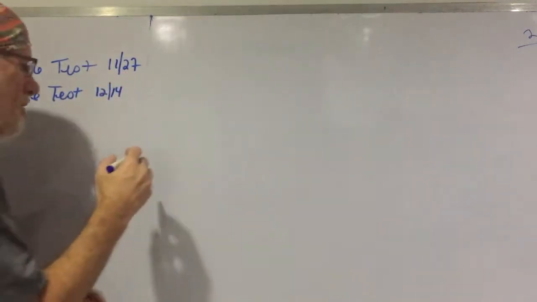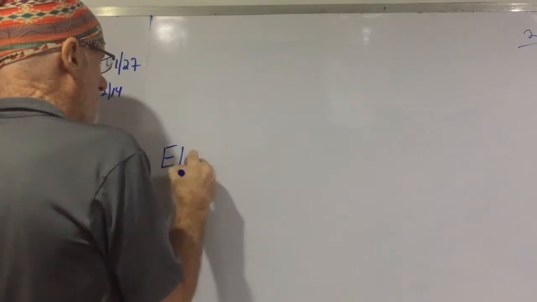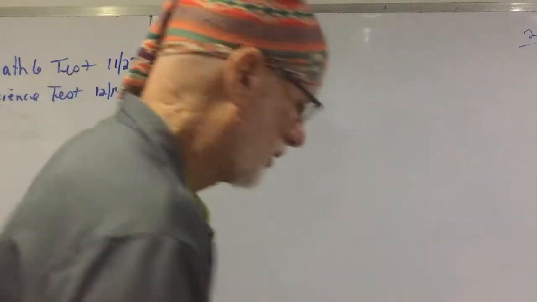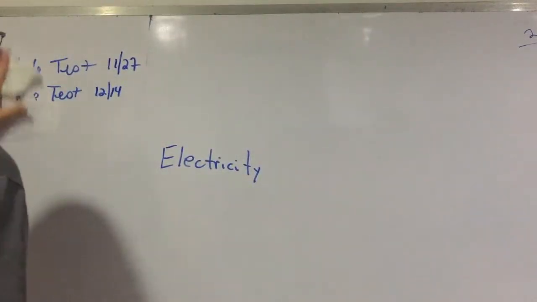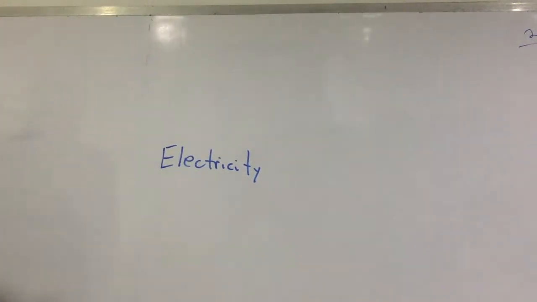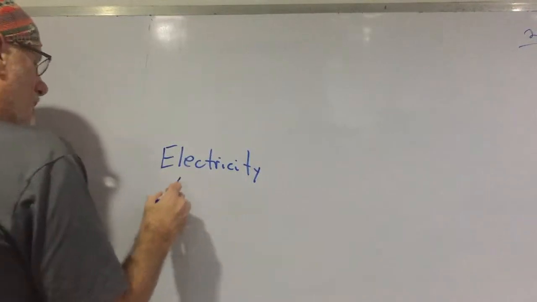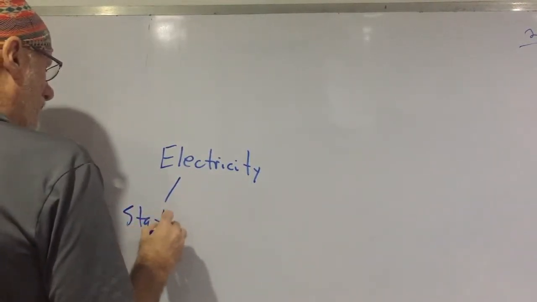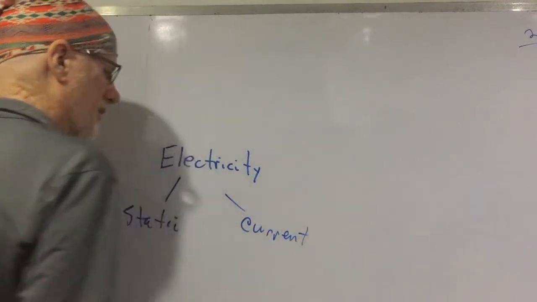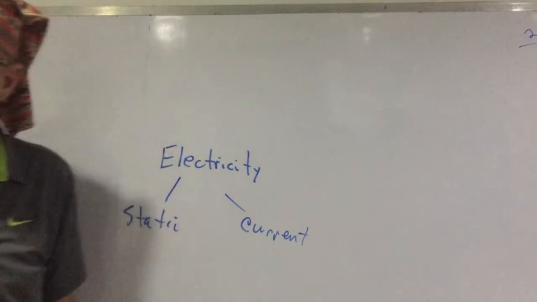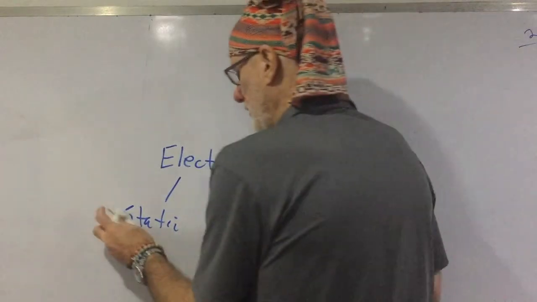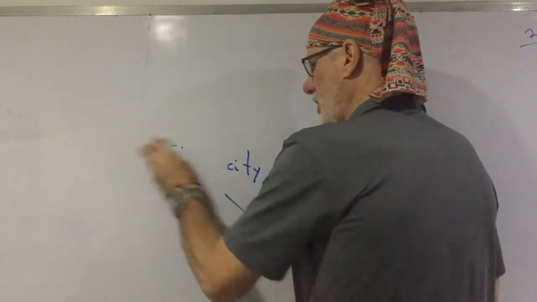Yeah. So what we're going to do is we're going to look at electricity. Now, we talked about two types of electricity. We talked about static electricity, and we talked about current electricity. And what we want to do is we want to summarize what we know so far.